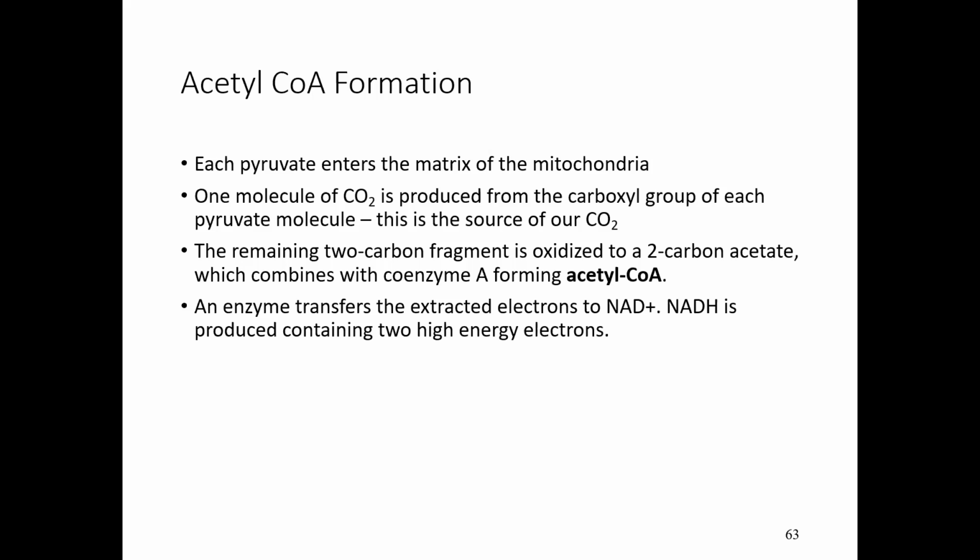So a pyruvic acid molecule goes into the matrix of the mitochondria. It's immediately oxidized from 3 carbons to 2. The 3rd carbon comes off as carbon dioxide. The electrons that were released are captured by the NAD+. We get 2 more NADHs in here. The 2-carbon compound is oxidized with coenzyme A to form something known as acetyl-CoA.